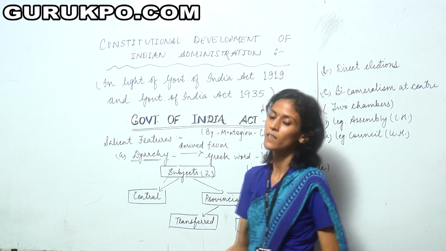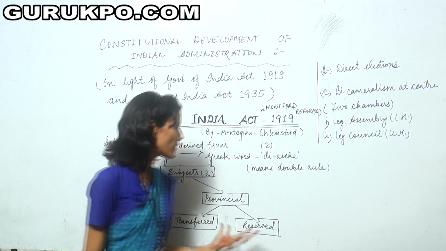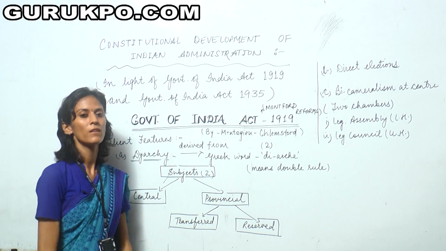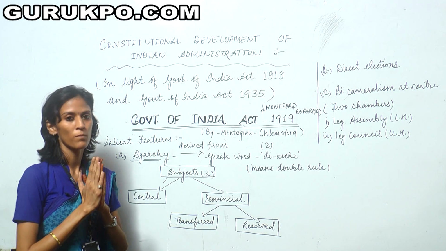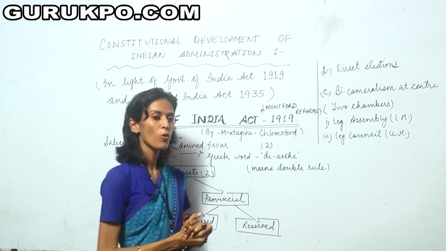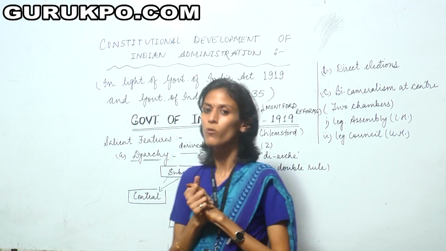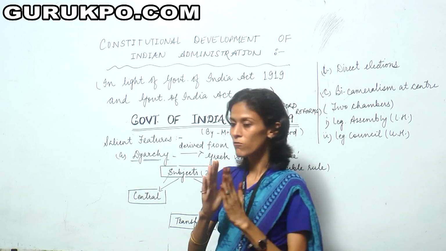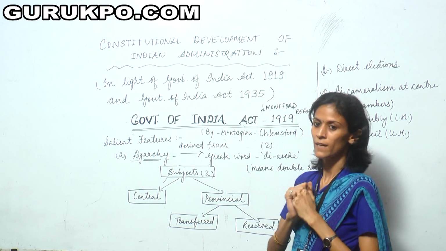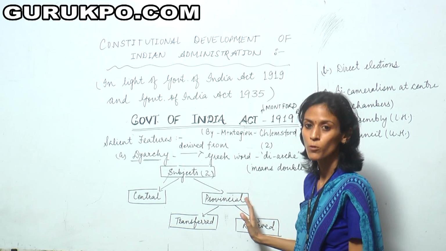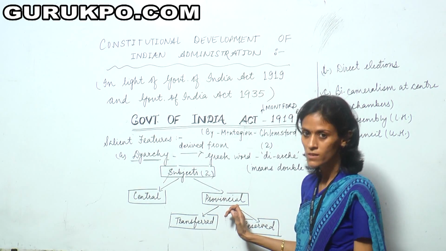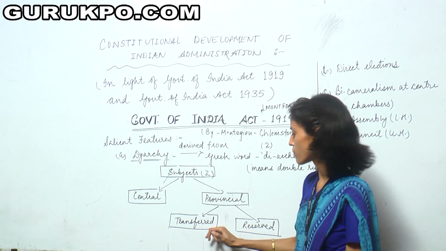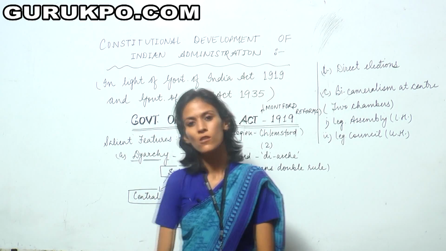Central subjects were under the control of the central government, reflecting the administration adopted at the center. And the second is provincial, which was related only with the provinces. So diarchy was introduced at this stage. The subjects of the provinces were split into two categories, that were transferred and reserved.